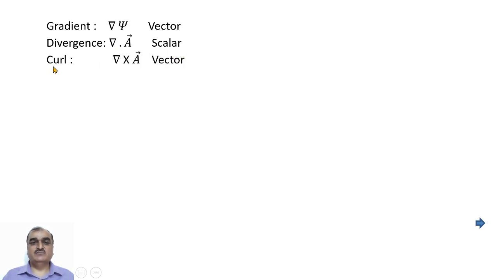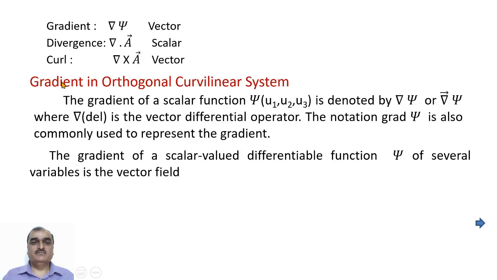And the third operation which we have to study is a curl. When we take cross product of this vector differential operator with vector function a bar, then the resultant is a vector. So it is called vector product. These three operations which we are going to study one by one. The first one is gradient. Gradient in orthogonal curvilinear coordinate system.